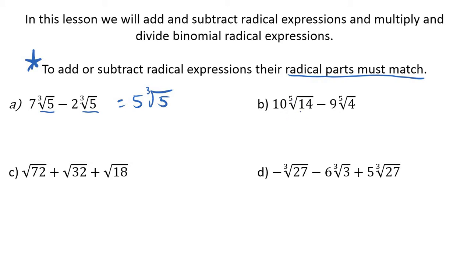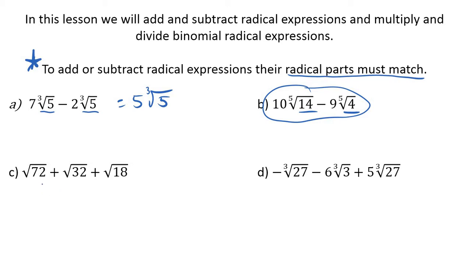10 fifth root of 14, 9 fifth root of 4. Well, notice those don't match. In 14 I can't simplify. 2 times 7, there's nothing I can simplify. And so this is already as simple as it'll get. There's nothing you can do to it.